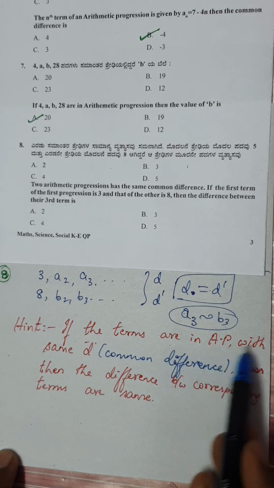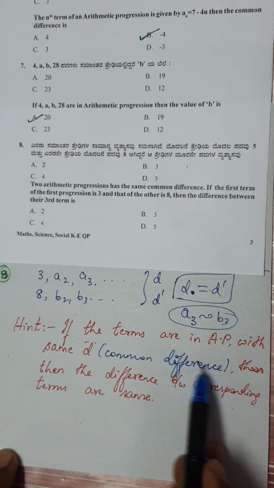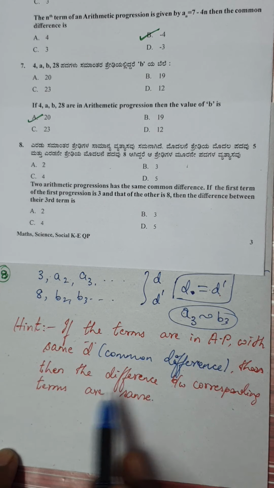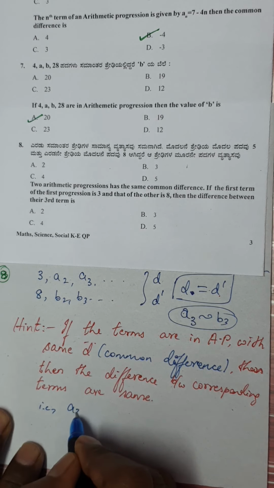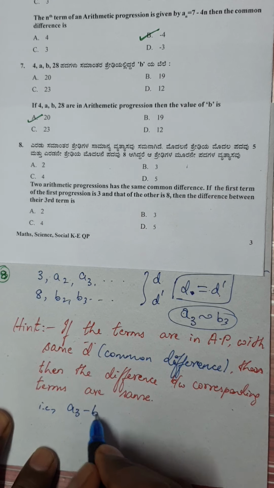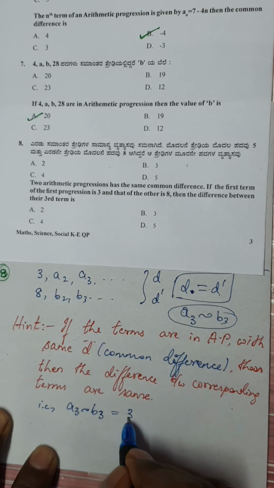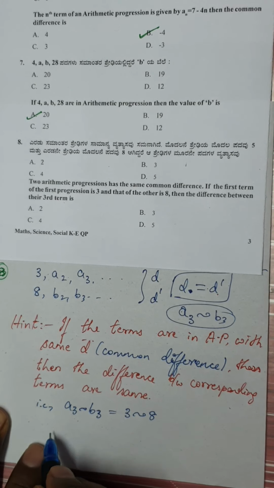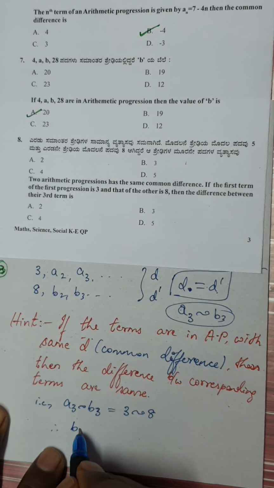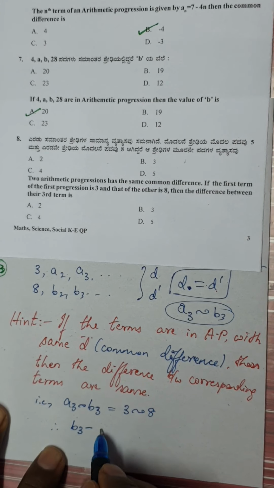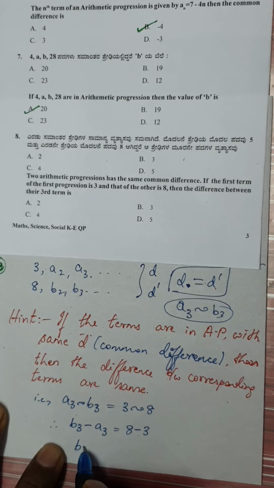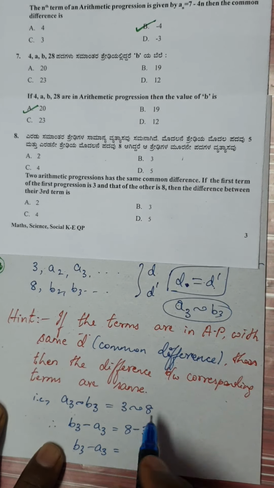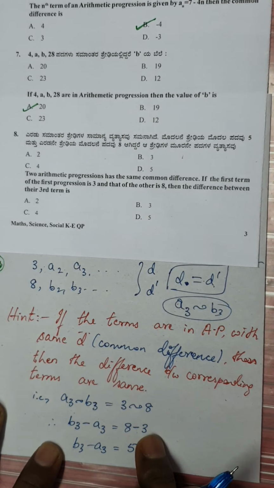If the terms are in AP with the same d, that is common difference, then the difference between corresponding terms is the same. That is, A3 minus B3, or A3 difference B3, will be the same as 3 difference 8. Since B3 is the bigger value, B3 minus A3 is nothing but 8 minus 3, a very simple value, 5.